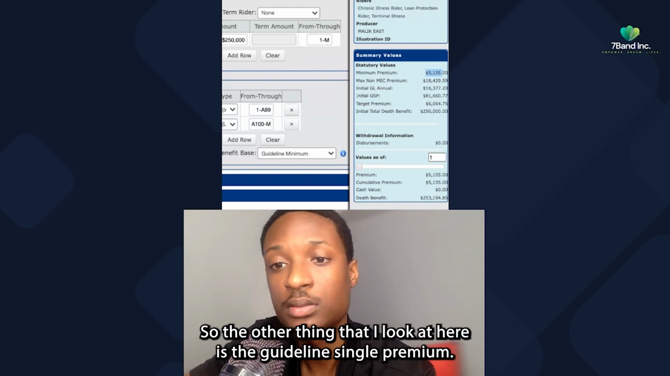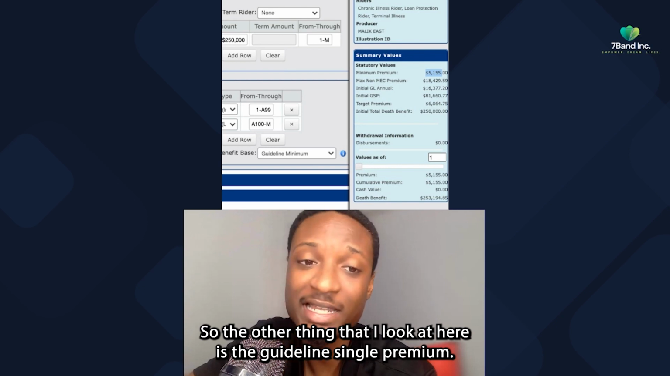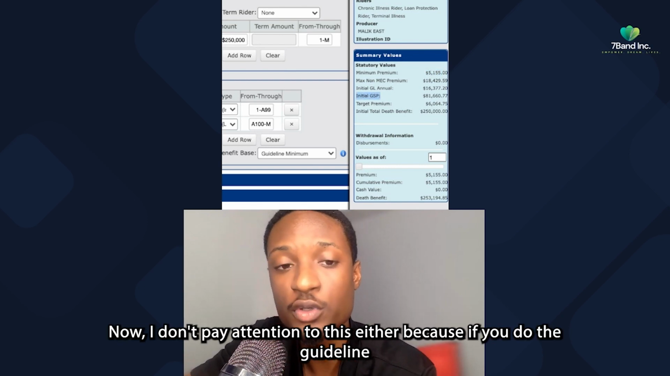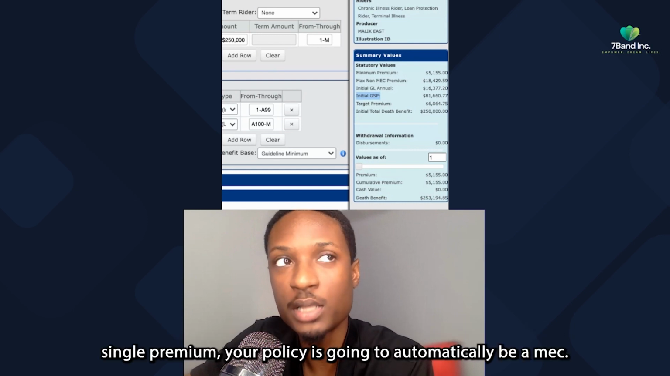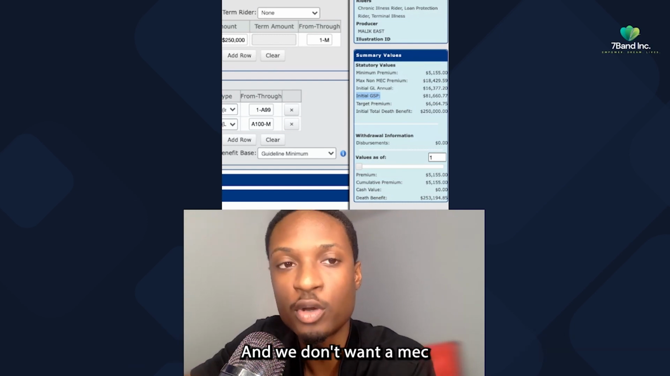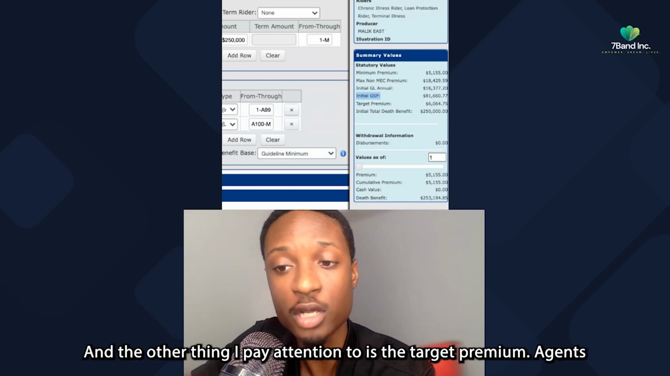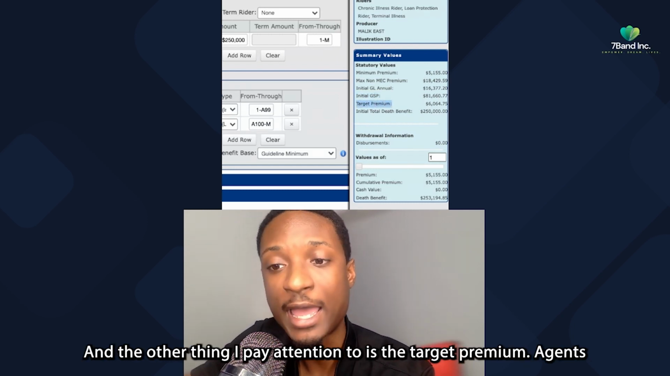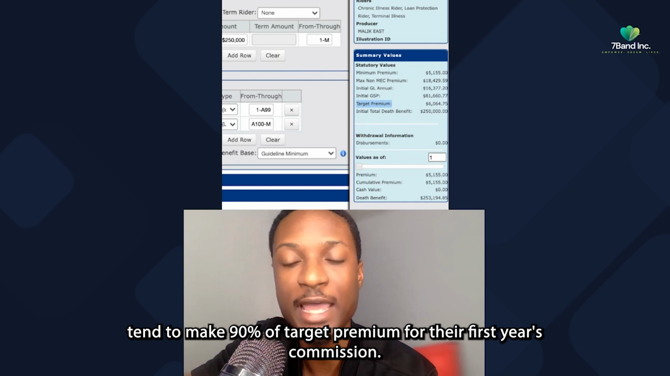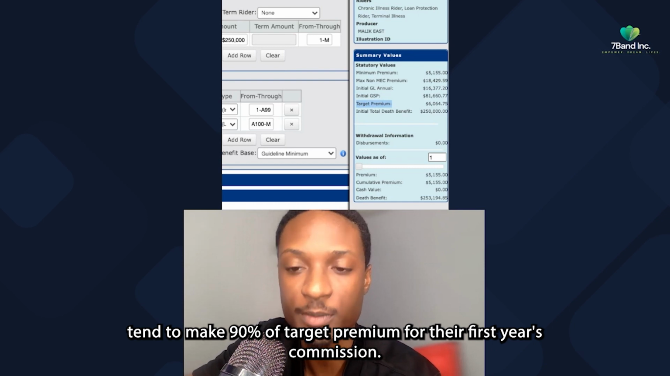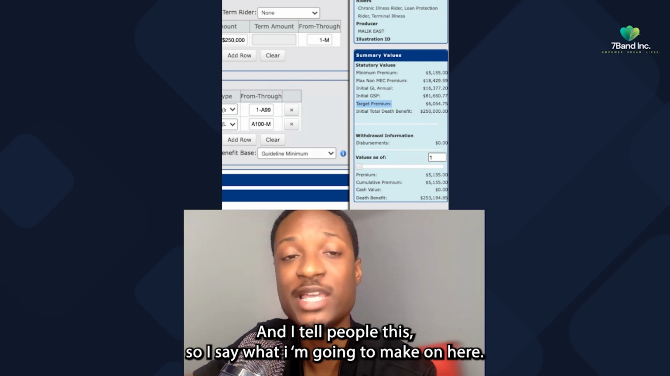So the other thing that I look at here is the guideline single premium. Now, I don't pay attention to this either, because if you do the guideline single premium, your policy is going to automatically be a MEC, and we don't want a MEC because of the tax consequences that come with having a MEC. And the other thing I pay attention to is the target premium. Agents tend to make 90% of target premium for their first year's commission. And I tell people this, so I say what I'm going to make on here.